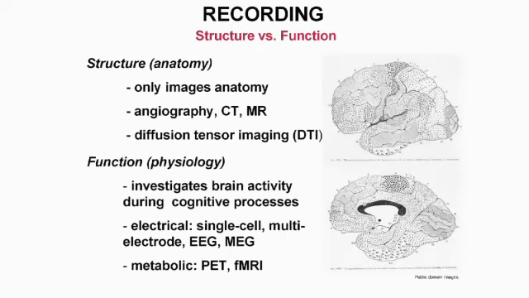So let's talk about recording brain structure for a moment. It's really important to separate the concepts of recording structure, which is a picture of anatomy, or function, which is a picture of physiology. There are old ones, angiography and things like that. I'll show you two, computed tomography and MR, and a really cool measure called diffusion tensor imaging. And then there are functional measures, and we'll talk about those: EEG, PET, fMRI, MEG.